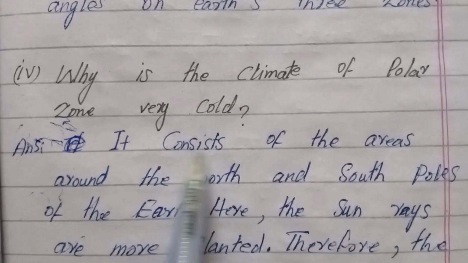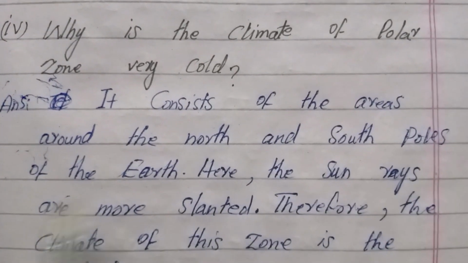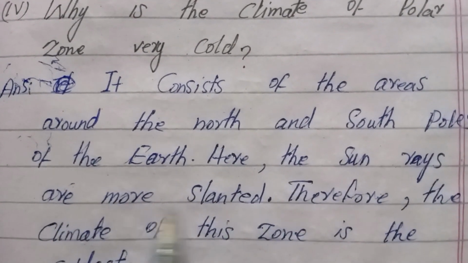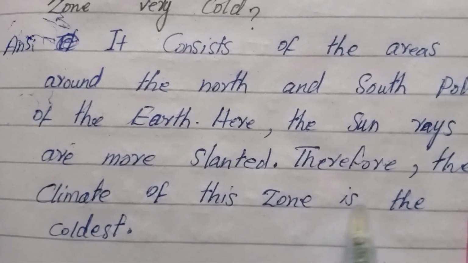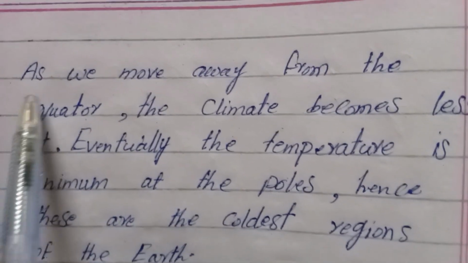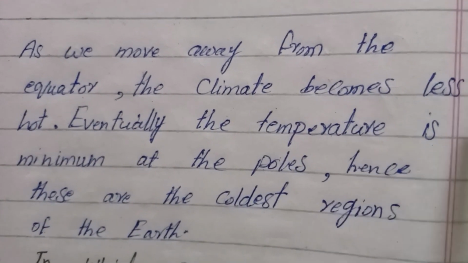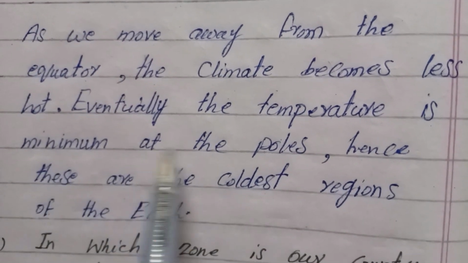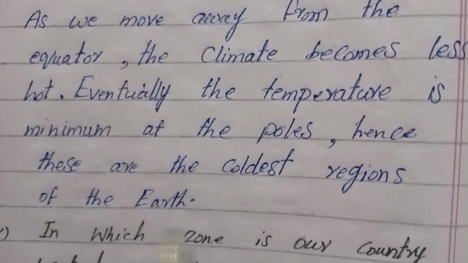Question number 4, why is the climate of the polar zone very cold? Answer: it consists of the areas around the north and south poles of the earth. Here, the sun rays are more slanted, therefore, the climate of this zone is the coldest. As we move away from the equator, the climate becomes less hot. Eventually, the temperature is minimum at the poles, hence, these are the coldest regions of the earth.